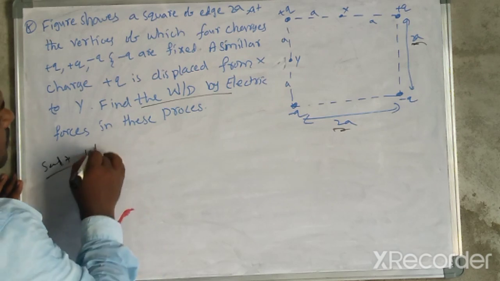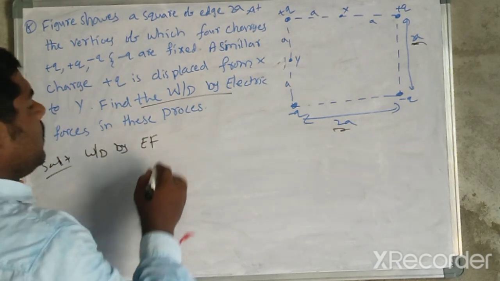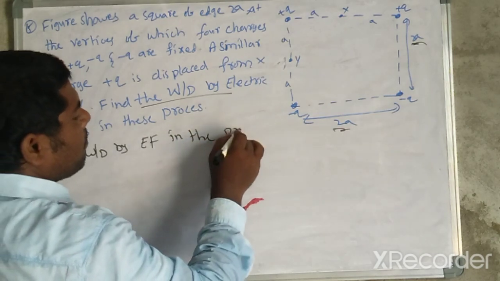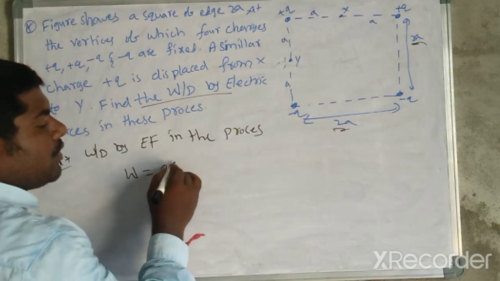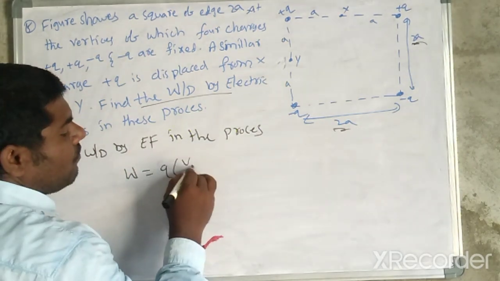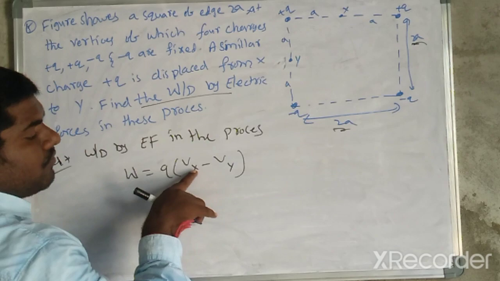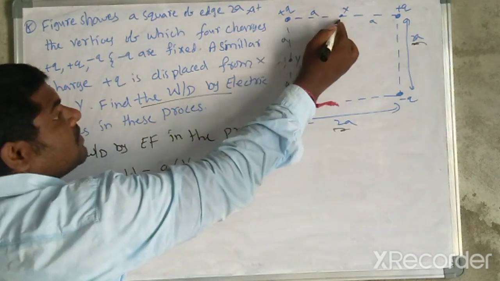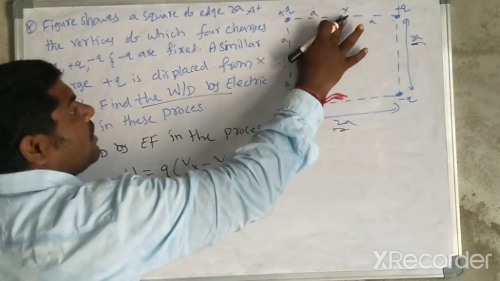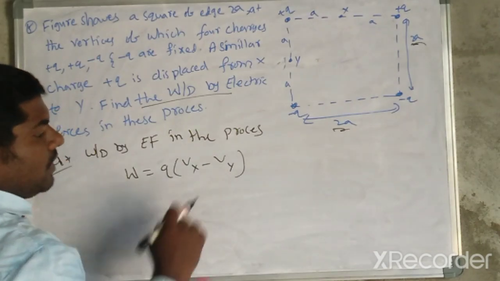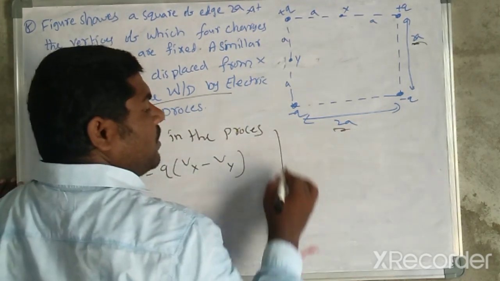The work done by the electric force or electric field in the process, we already know, is equal to q into the change in potential, Vx minus Vy. In the direction of the electric field, potential decreases. Initially the potential is Vx, and here the potential is Vy. Here Vx is bigger than Vy, that's why we write Vx minus Vy. Individually you may find the Vx value.